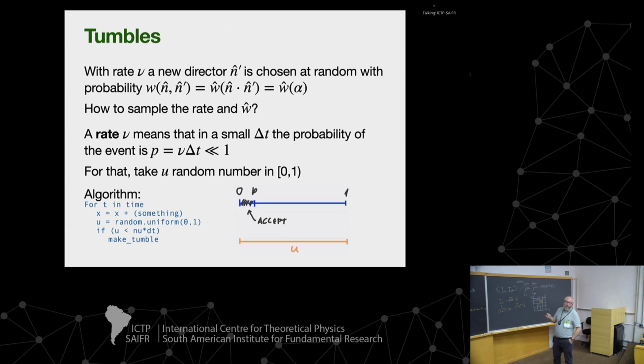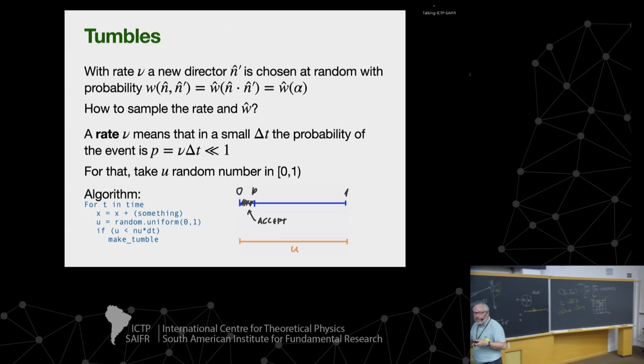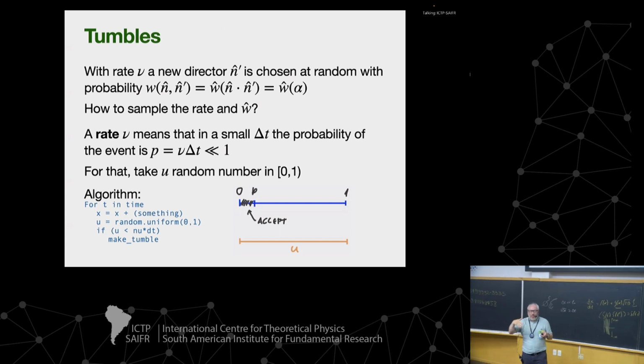So we have to sample because here it is 2 times stochastic. You have stochasticity because you have a rate to tumble and a probability to choose the new director. So first, how to sample the rate. And this is called a Poisson process. A Poisson process tells you that at each time you have a fresh new probability to choose to tumble or not.